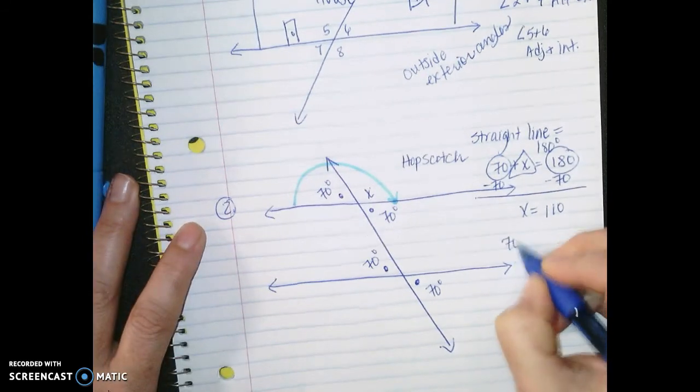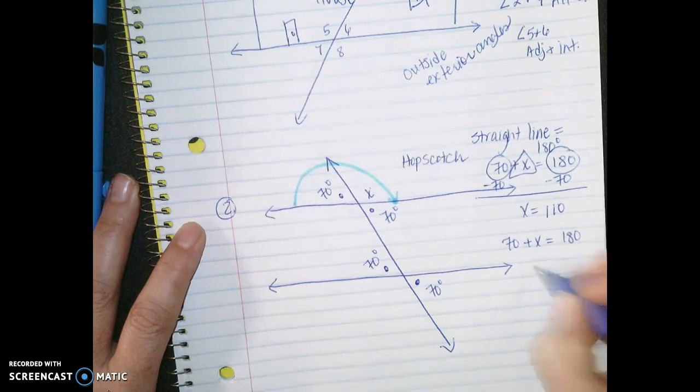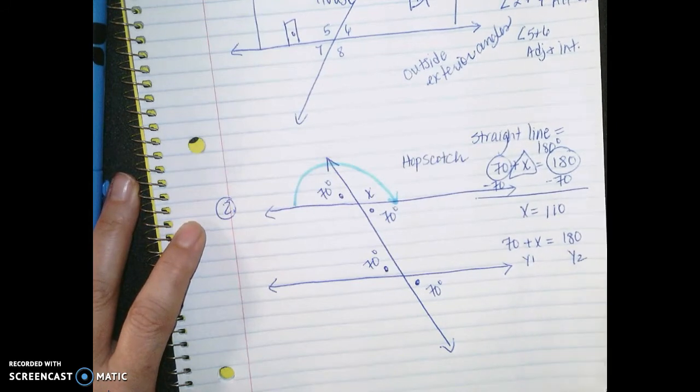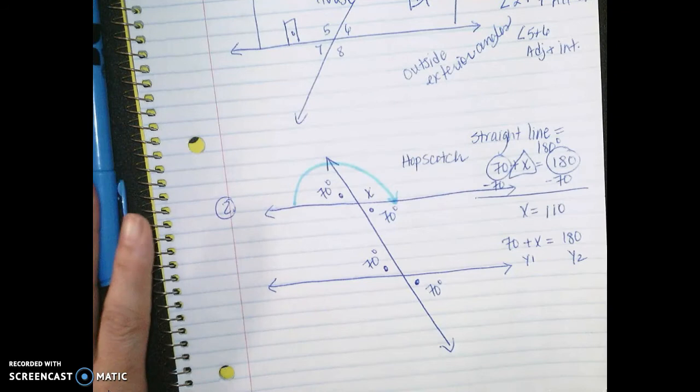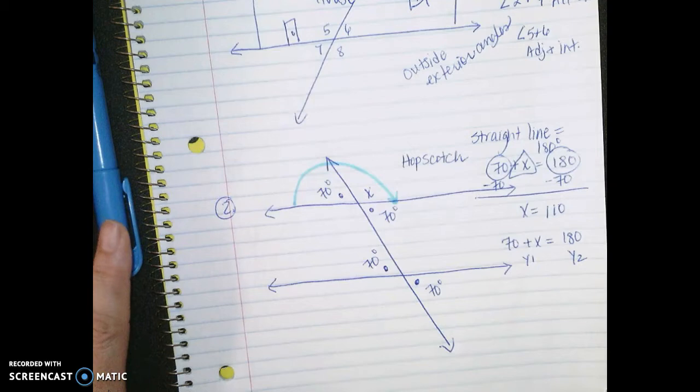Another option. If I had 70 plus X equals 180, I could have typed this in Y1, this in Y2, and solved with intersection and 3 inners. And that would have said X equals 110. They're both correct. Sometimes I do it by hand and then I check with the calculator just in case I made a mistake here. So, your answer is 110. X equals 110.